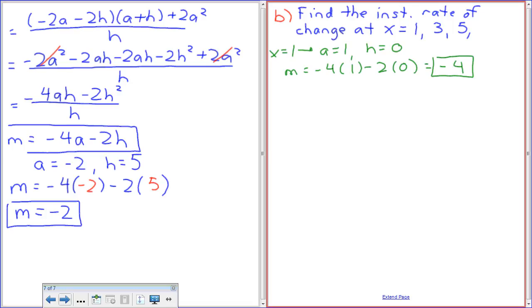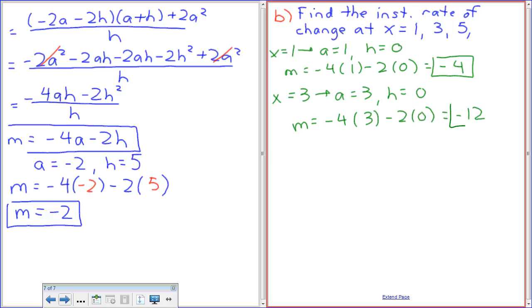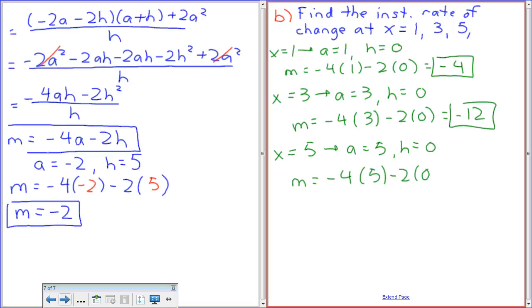When x equals 3, that tells you that a equals 3, h equals 0, so m is going to be -4 times 3 minus 2 times 0 equals -12. When x equals 5, a equals 5, h equals 0, m equals -4 times 5 minus 2 times 0 equals -20. Sort of good? Okay, have your minds blown now.